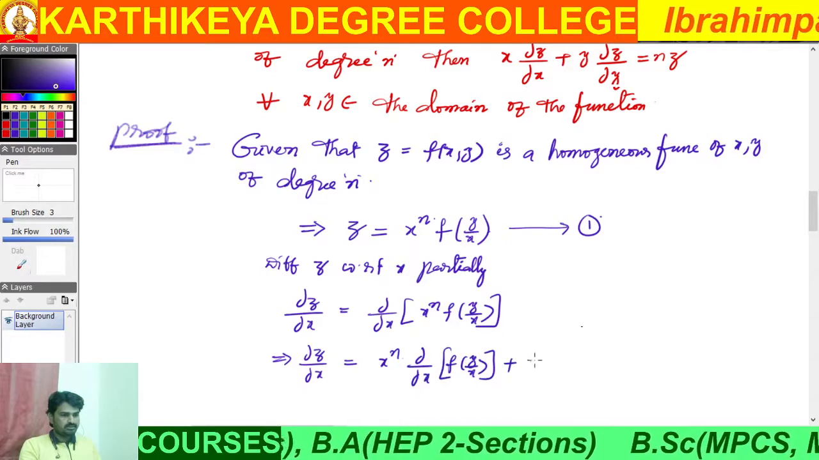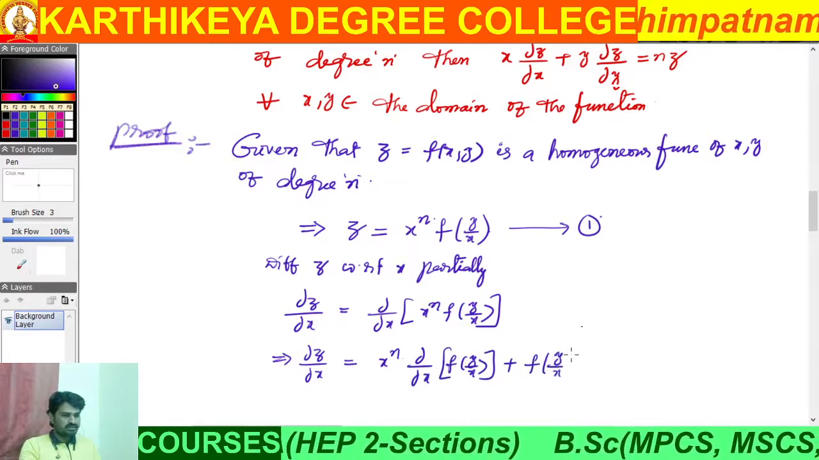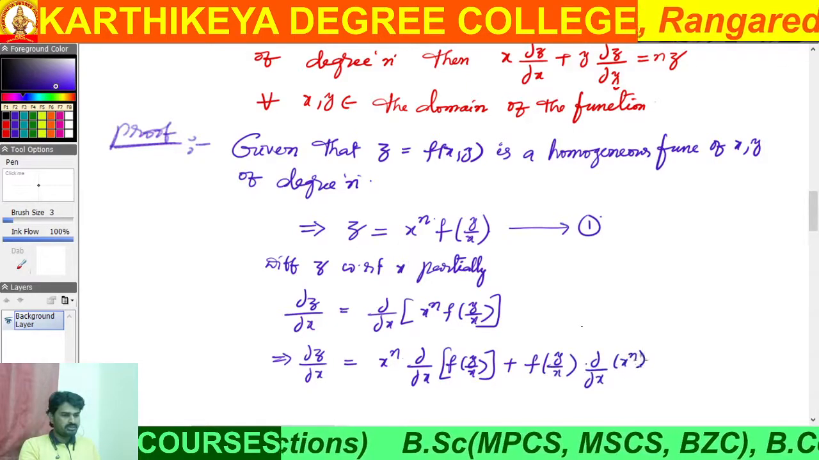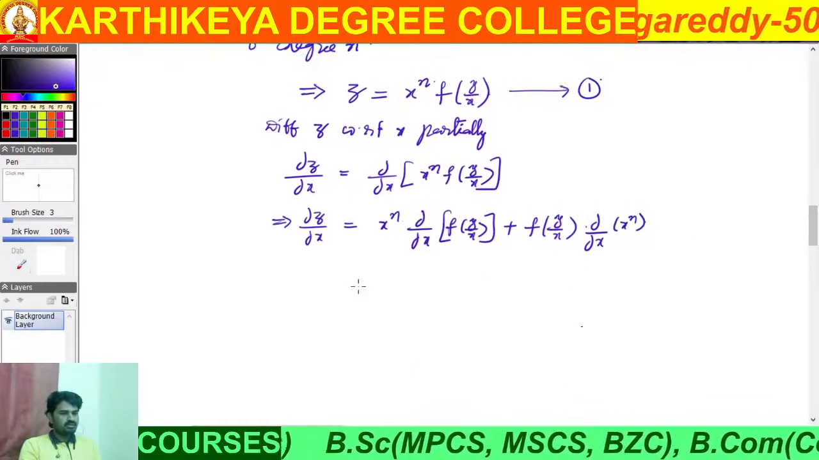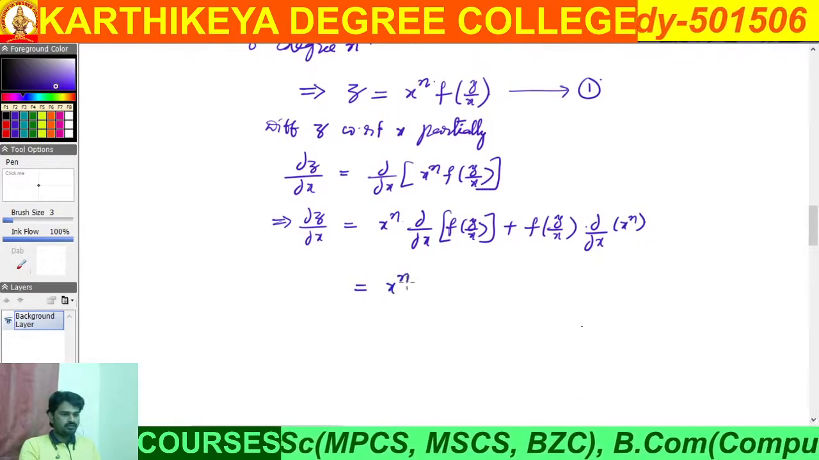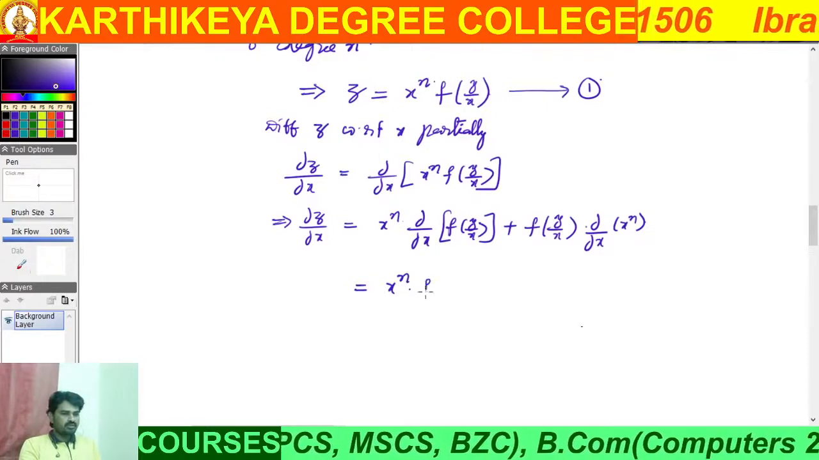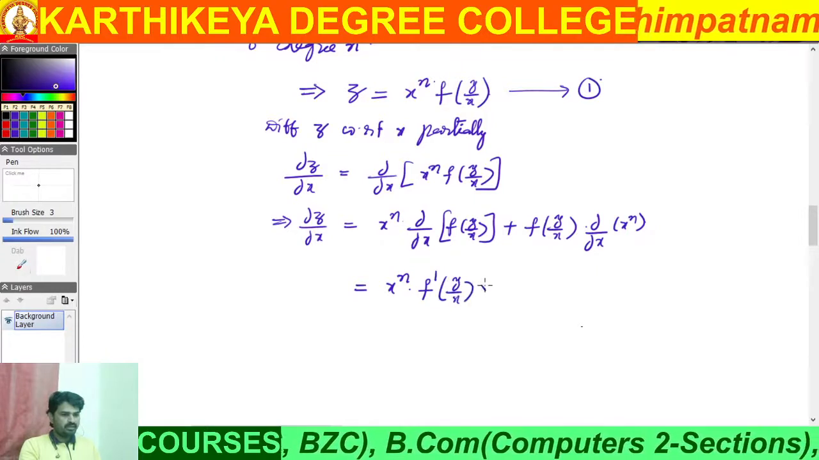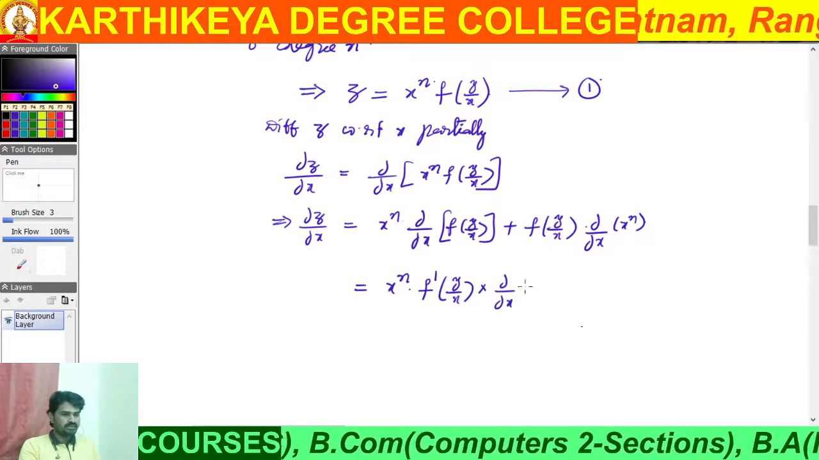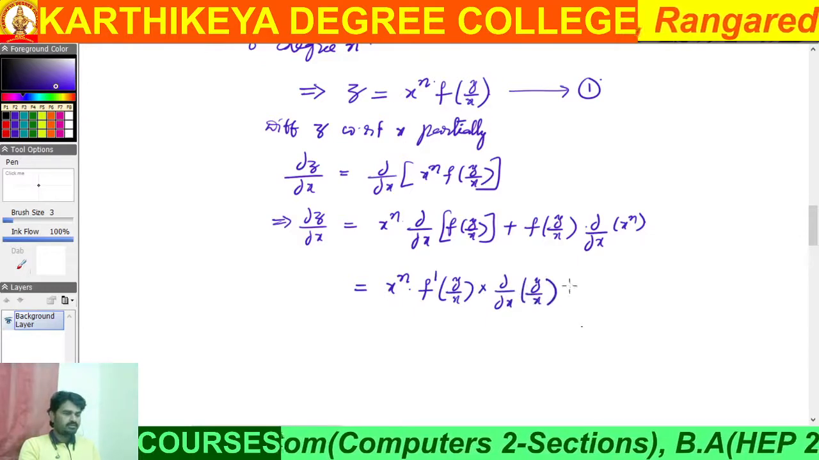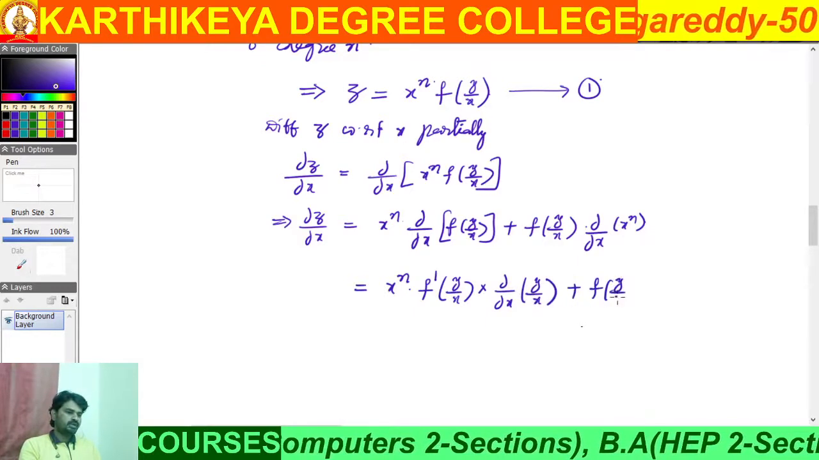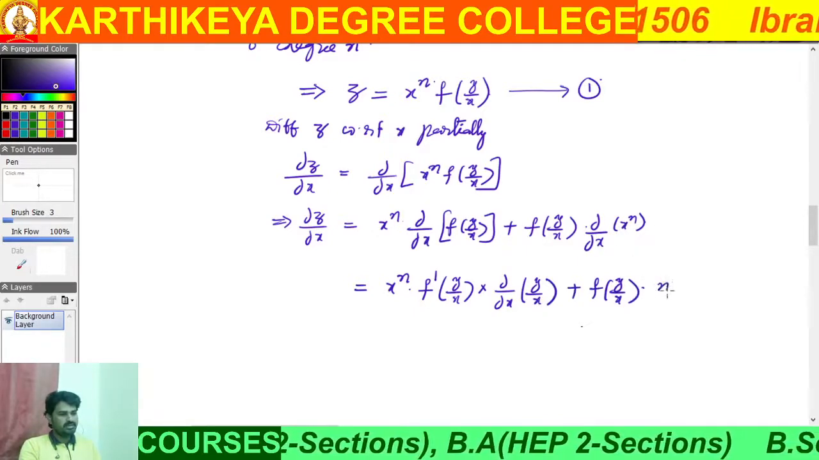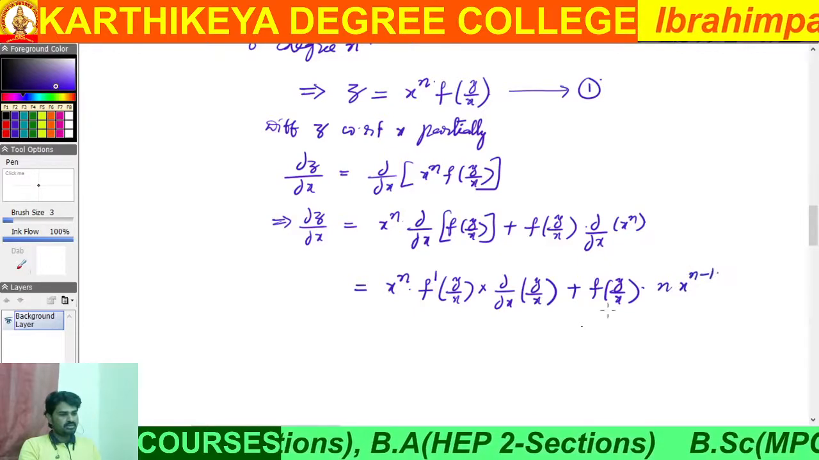plus v into the derivative of u, where v is the second function f of y by x and the derivative of x power n with respect to x. Simplifying, x to the power of n into the derivative of f gives f dash of y by x, and again we differentiate the internal function dou by dou x of y by x, plus f of y by x into n into x to the power of n minus 1.